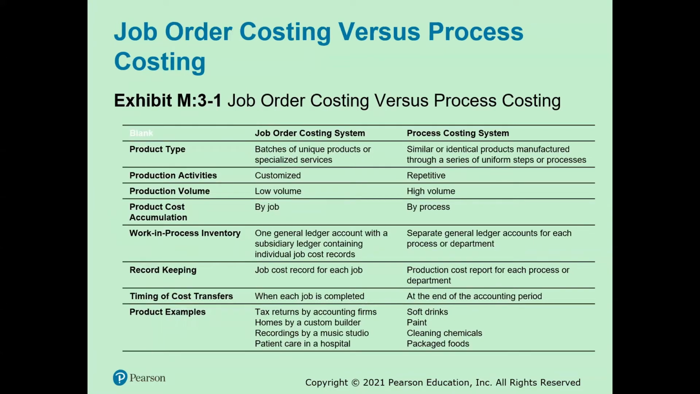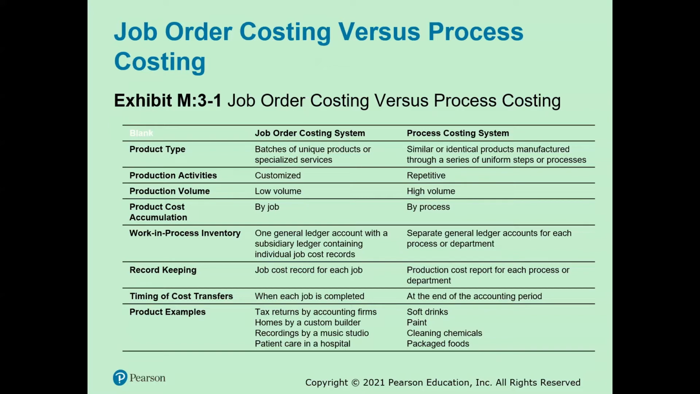Both job order and process costing systems track the product cost of direct materials, direct labor, and manufacturing overhead through the 3 inventory accounts on the balance sheet: raw materials inventory, work in process inventory, and finished goods inventory. Now, the primary differences between job costing and process costing are how and when costs are recorded in work in process inventory.